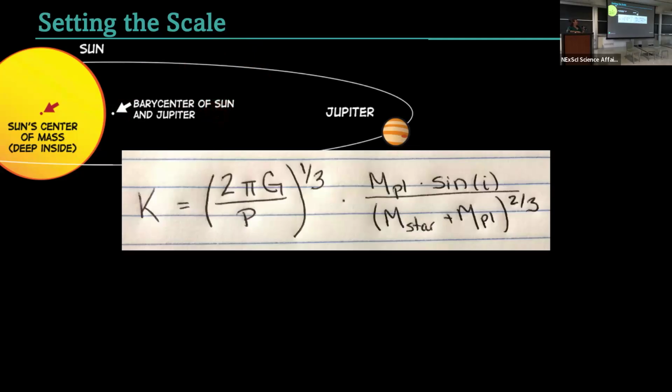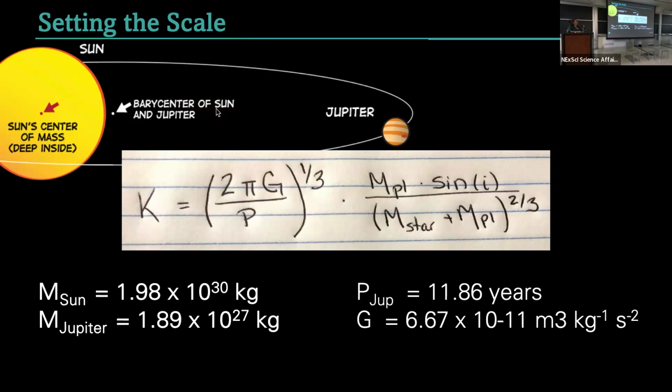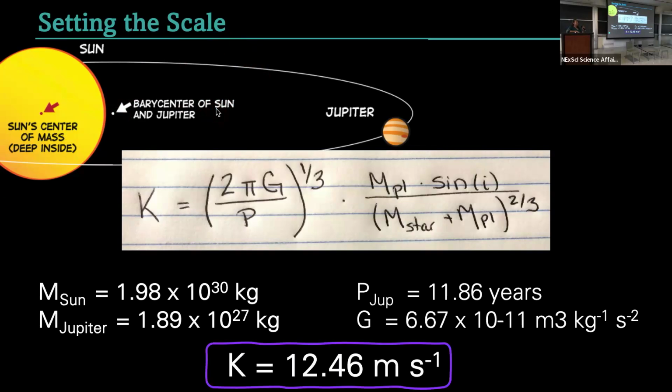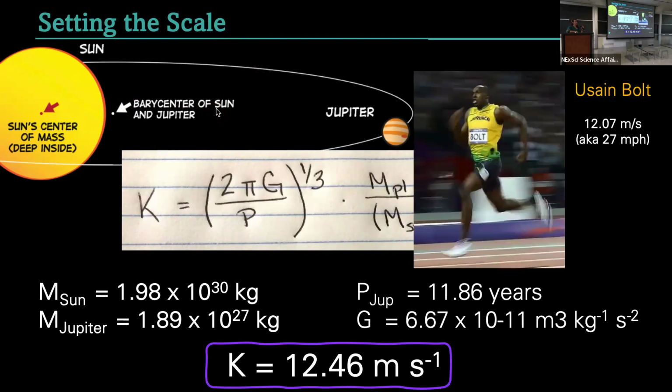The semi-amplitude here, again, this is the equation I showed earlier. And if we plug in some numbers for the mass of Jupiter and the mass of the sun and the orbital period, and we crunch through some math, what we get is that the semi-amplitude of Jupiter is something like 12.5 meters per second. For me, that's not a particularly intuitive number, but my favorite reference is that this is about the speed of Usain Bolt coming down a 100-meter sprint in the Olympics. So these stars are moving relatively rapidly towards and away from us.